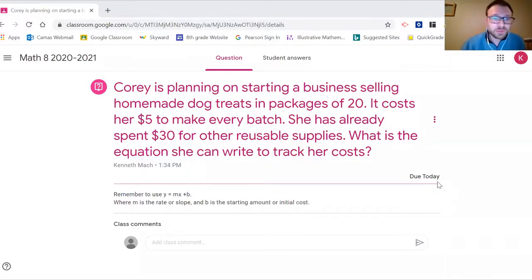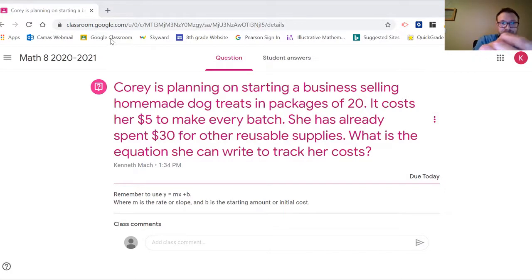Hey, Math 8. Wanted to do a video going over this problem because we're really getting into this idea of being able to read, interpret, and create one of those y equals mx plus b equations that we've been working with, okay? Now, this particular one, I know that we're having a hard time maybe trying to figure out what the rate and the starting amount were, all right?